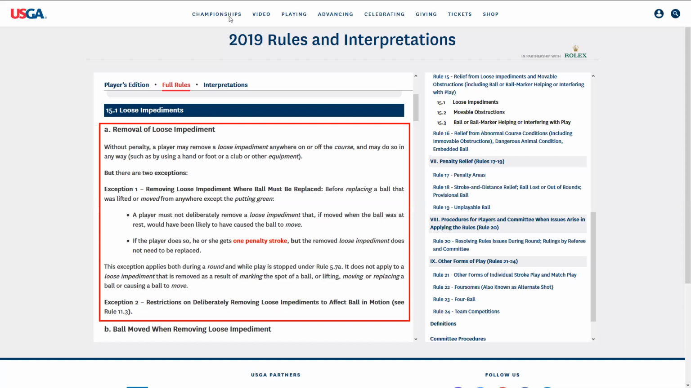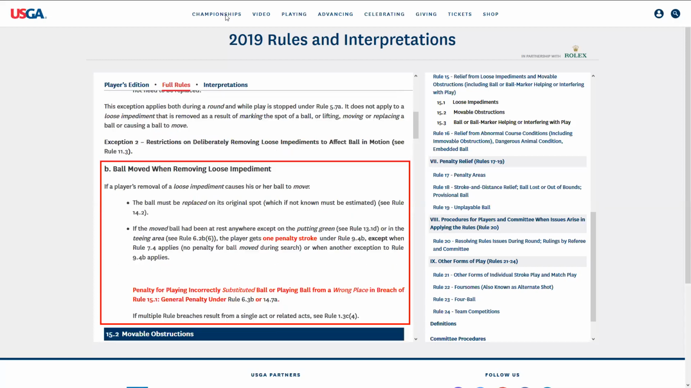All right, 14.1b. Ball moved when removing loose impediment. If a player's removal of a loose impediment causes his or her ball to move, the ball must be replaced on its original spot, which if not known must be estimated. And if the moved ball had been at rest anywhere except the putting green or in the teeing area, the player is going to get a 1 penalty stroke unless 7.4 applies, which is the searching for the ball.